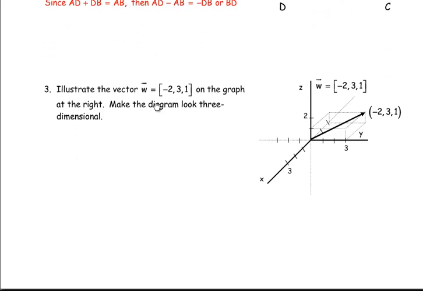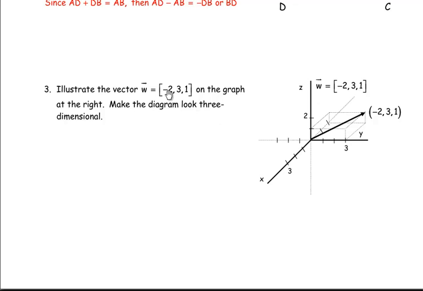For number 3, you're asked to illustrate the vector (-2, 3, 1). I'm calling it vector w on this graph, and make it look three-dimensional. Now, on these axes, this is the positive x-axis. It kind of looks like it comes out of the page. The y-axis goes horizontal, positive y is to the right. The z-axis goes vertical, positive is up.